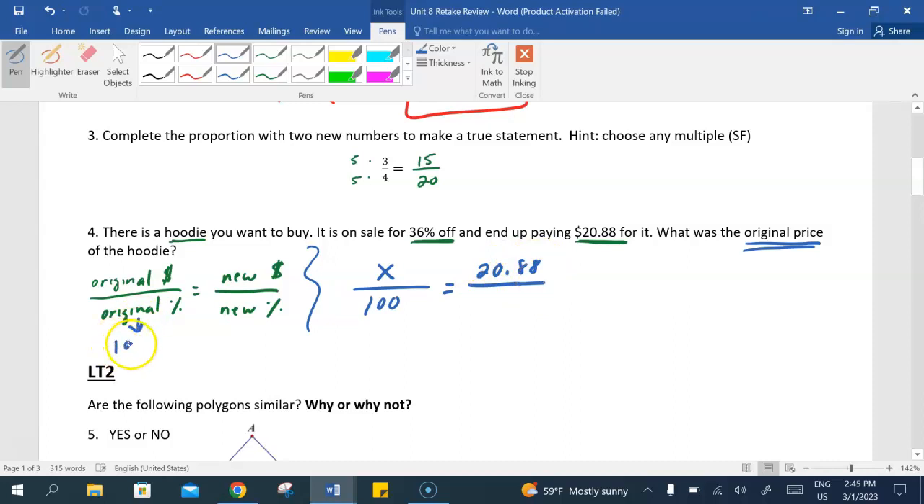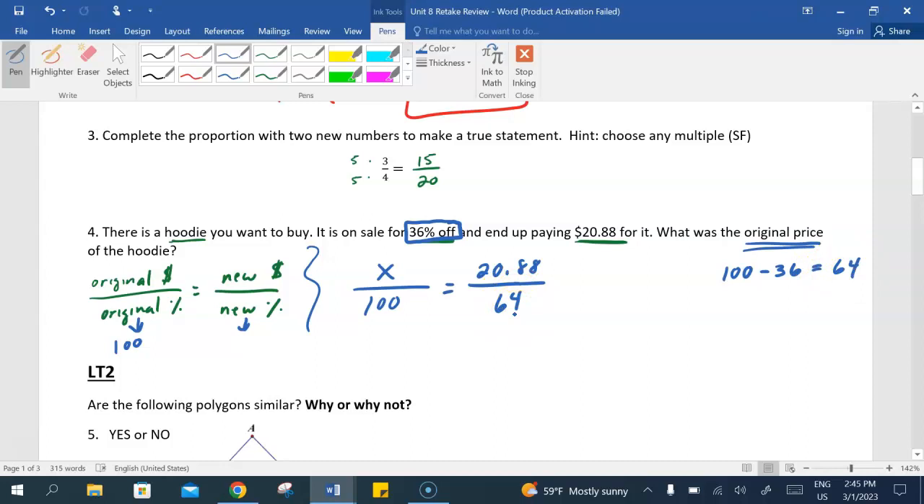So I'm going to write again, this is 100, and this new percent depends on the percent they give you. Now this says 36% off. That means that we have to subtract 36 to get whatever percent $20.88 is the actual percent. So 100 minus the 36 will give you 64. That is the new percent that I'm going to write on the bottom.